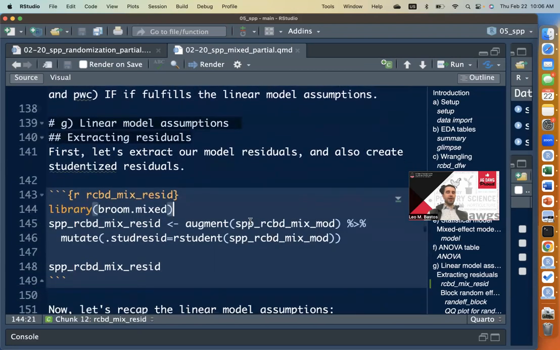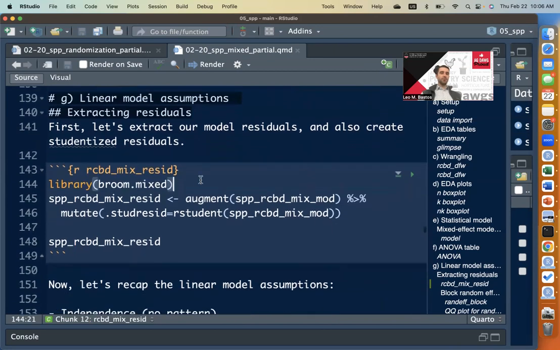All right, so let's check the model assumptions. I left you the code there as well. We're loading this package called broom.mixed. I believe you already have it because you needed that for the previous exercise. So I'm just loading that here, using the function augment to get the residual information and just creating the studentized residuals using the formula below.